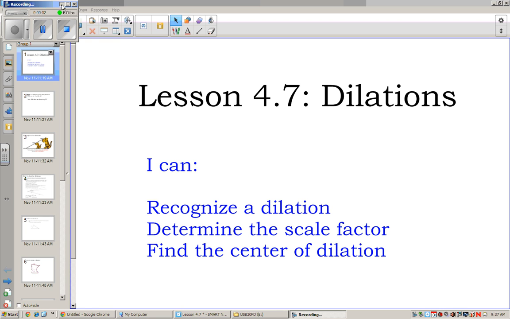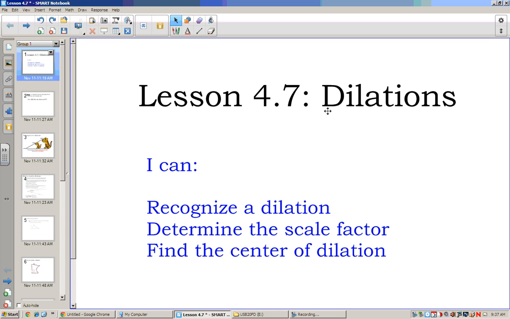Hello, welcome to chapter 4.7. Today we're going to learn about dilations. We talked a little bit about dilations yesterday, but by the end of today, I hope you can say I can recognize the dilation, I can determine the scale factor, and then I can find the center of dilation.